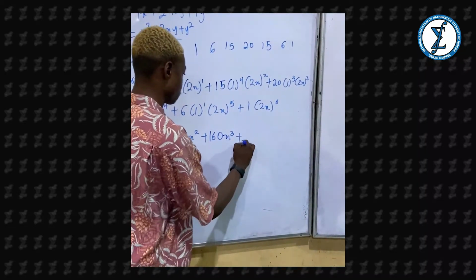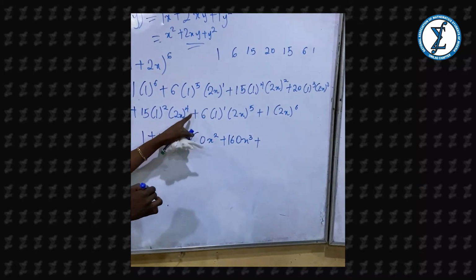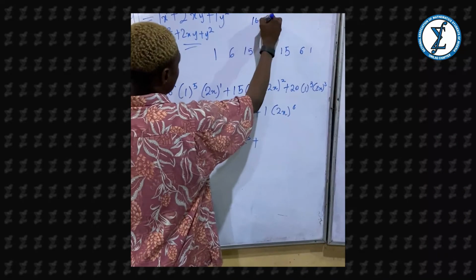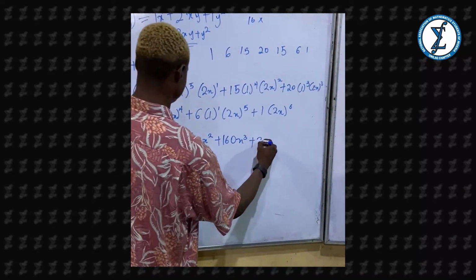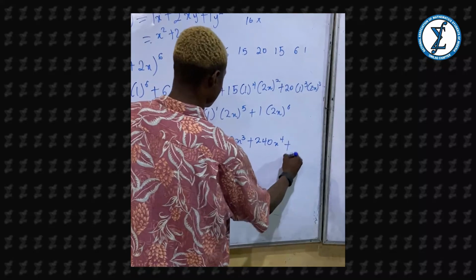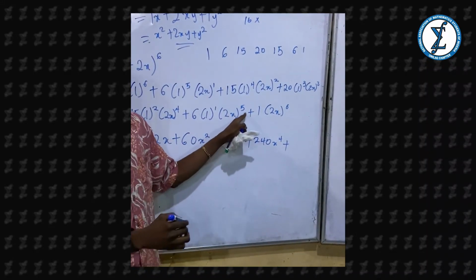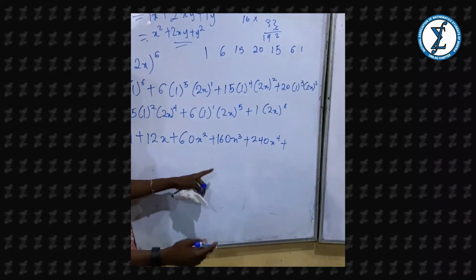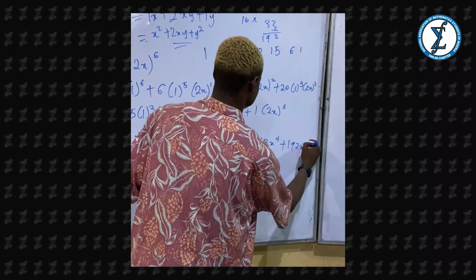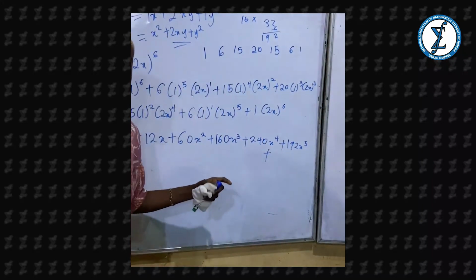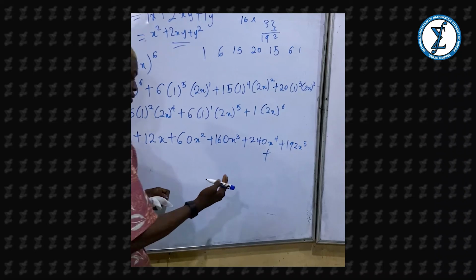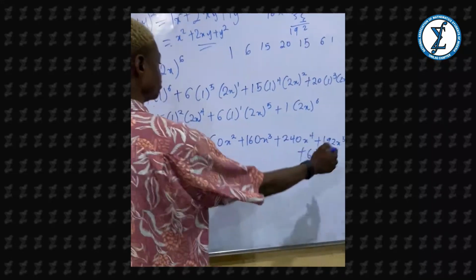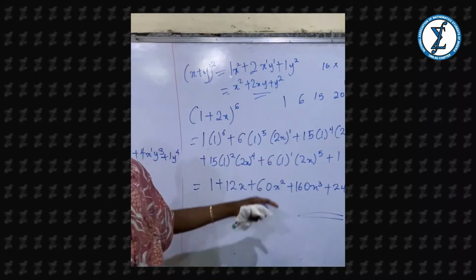160x cubed. Plus 2 raised to the power of 4, 16. 16 times 15 gives us 240. That's 240 x raised to the power of 4. Plus 2 raised to the power of 5 is 32. 32 times 6 gives us 192. So you have 192 x raised to the power of 5. And 2 raised to the power of 6 is 64. 64 x raised to the power of 6. So we successfully expanded this to the power of 6.